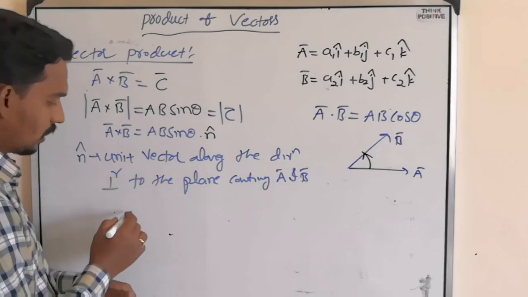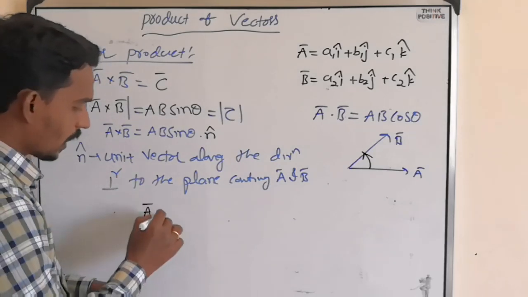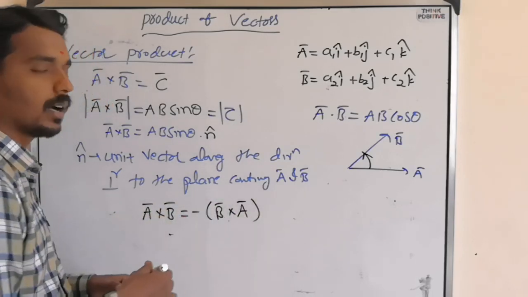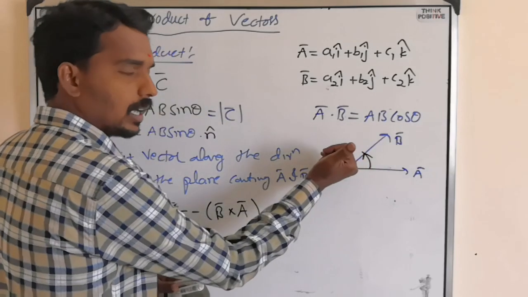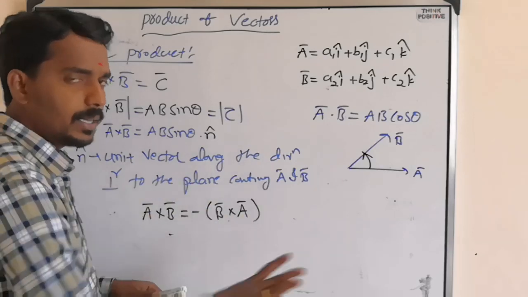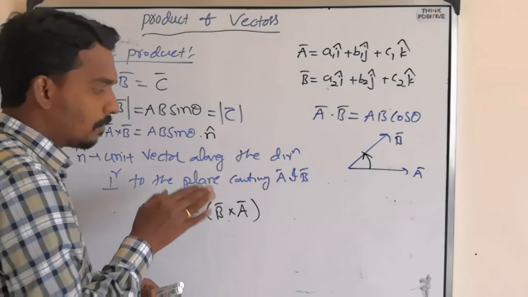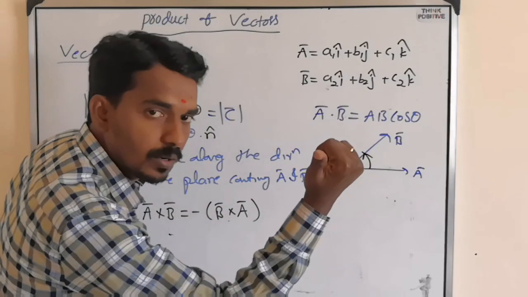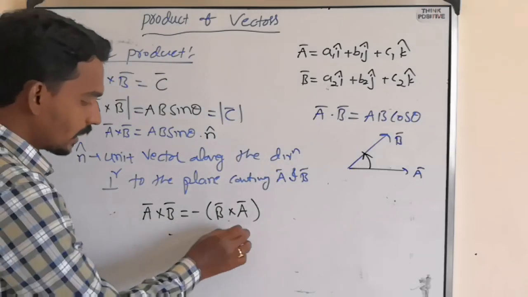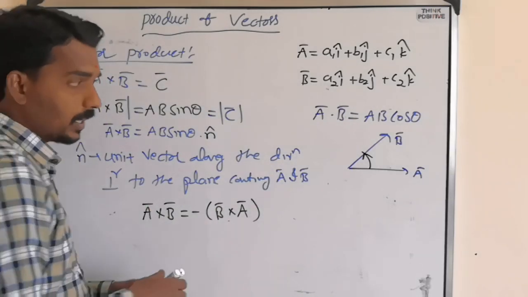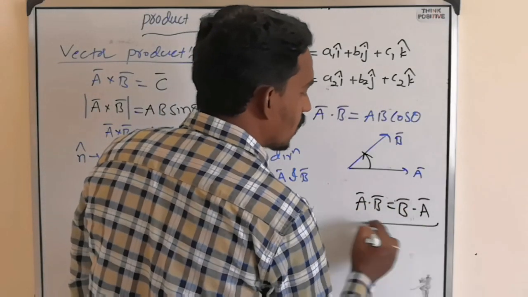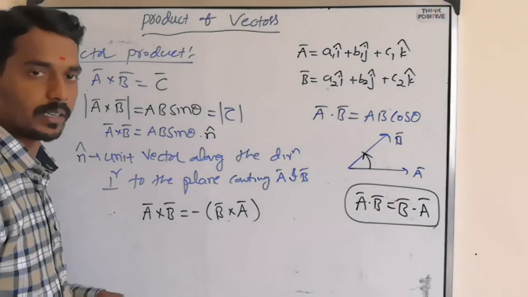That means here I can write something. A bar cross B bar is minus of B bar cross A bar. See, A bar cross B bar has magnitude AB sin theta, and B bar cross A bar has magnitude BA sin theta. But A bar cross B bar is outward and B bar cross A bar is inward, so the direction is opposite. But A bar dot B bar and B bar dot A bar are both the same. No change in sign.